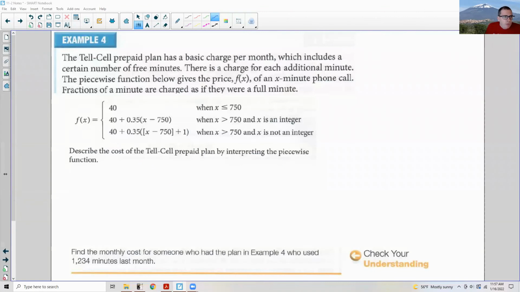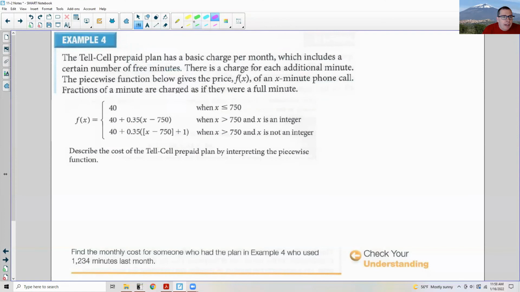All right, example 4, the Telcel prepaid plan has a basic charge per month, which includes a certain number of free minutes. There is a charge for each additional minute. The piecewise function below gives the price f of x of an x minute phone call. Fractions of a minute are charged as if they were a full minute.